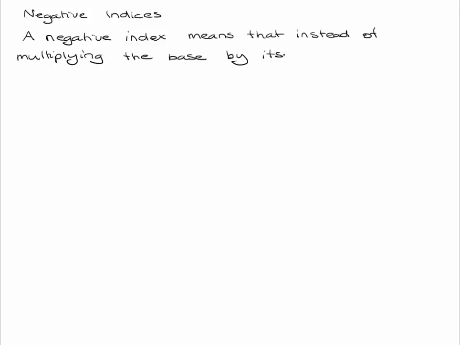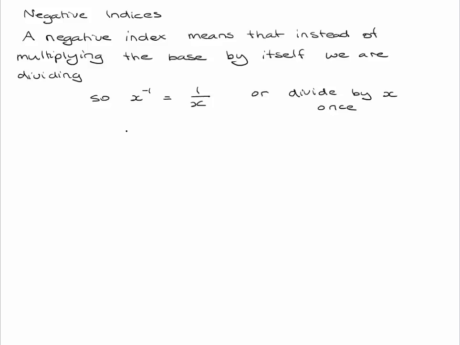This video covers negative indices. A negative index means that instead of multiplying the base by itself, we are dividing. So x to the minus 1 is equal to 1 divided by x, or dividing by x once. In general, we write x to the minus a is equal to 1 over x to the a.